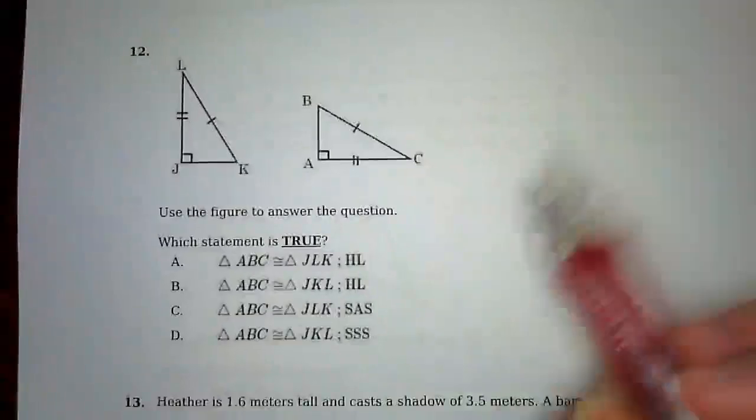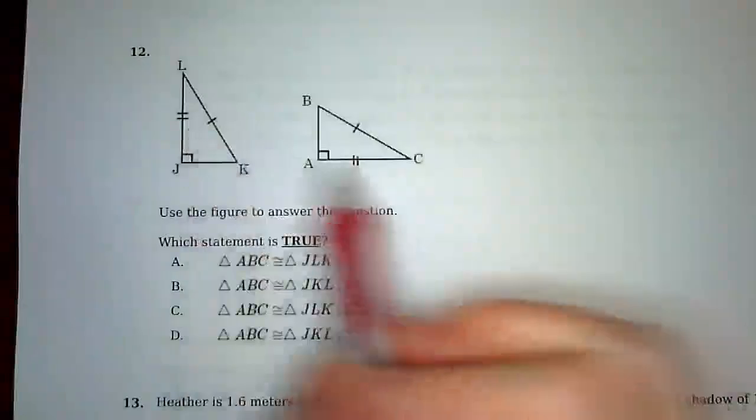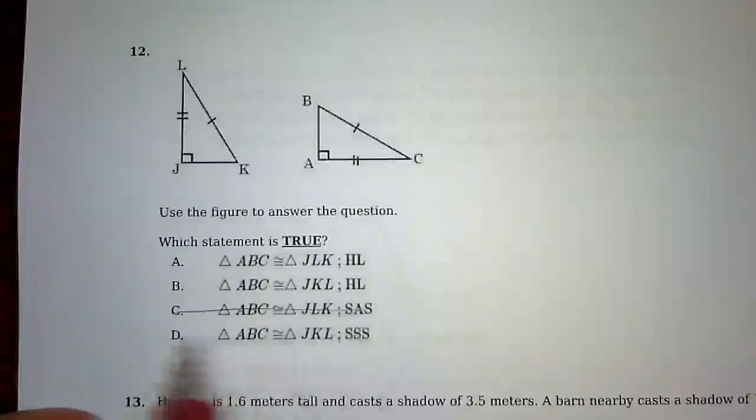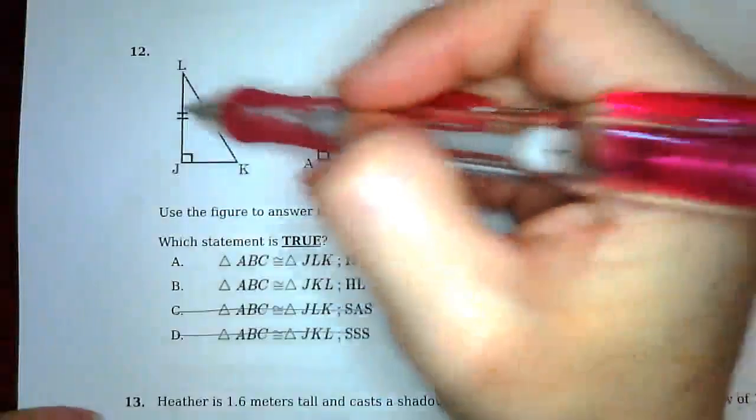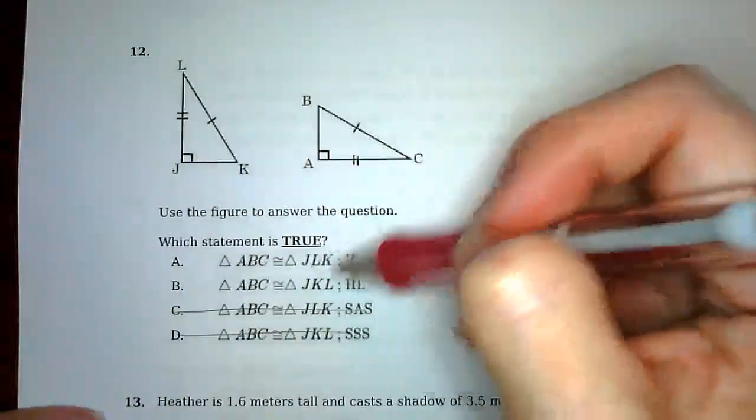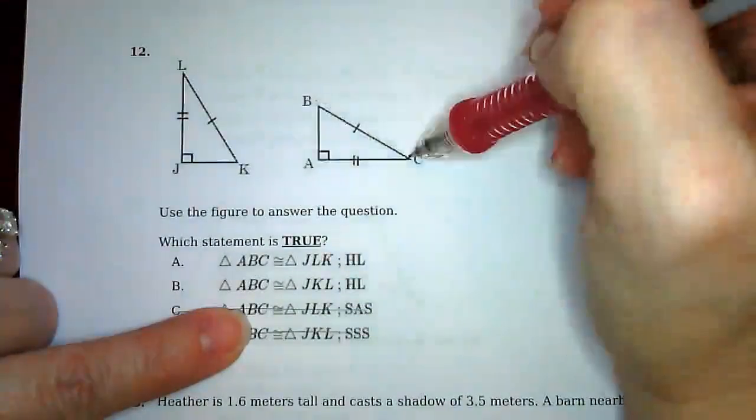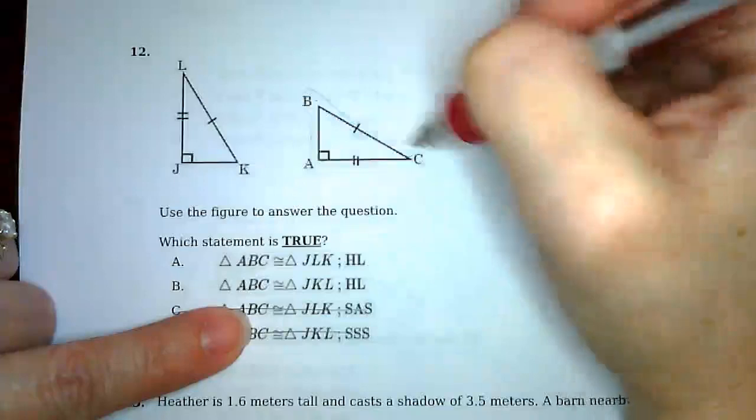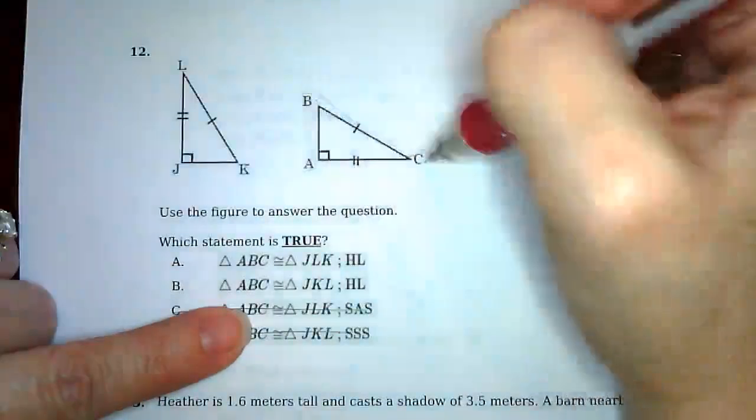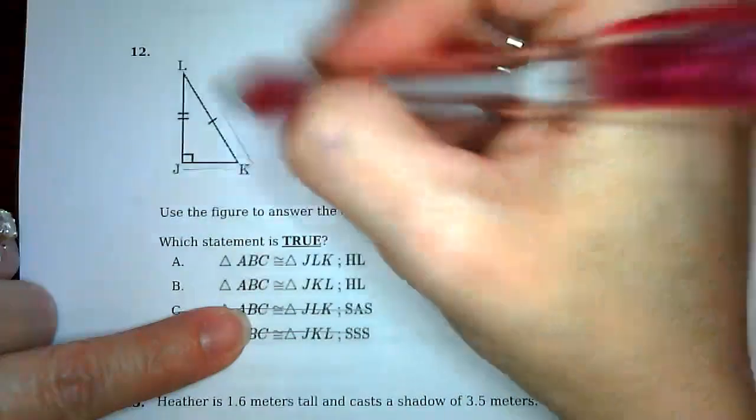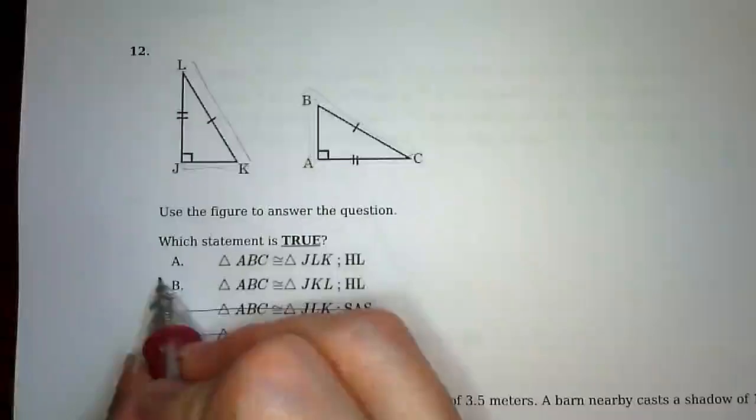Number 12, how can we prove these two? Well, they're right triangles, so we can eliminate those, and we have hypotenuse legs. So now it looks like we just need to check the order. So ABC, so that's short leg hypotenuse. So short leg hypotenuse would be short leg hypotenuse JKL.